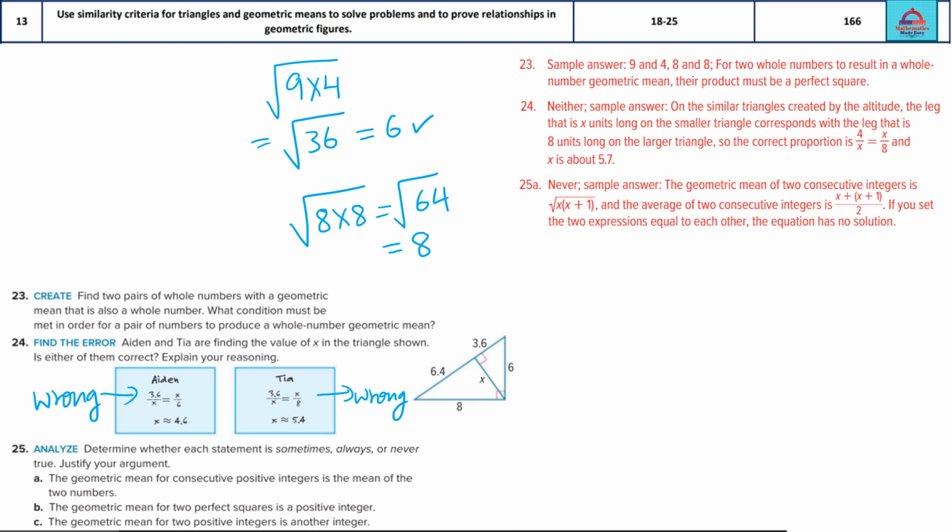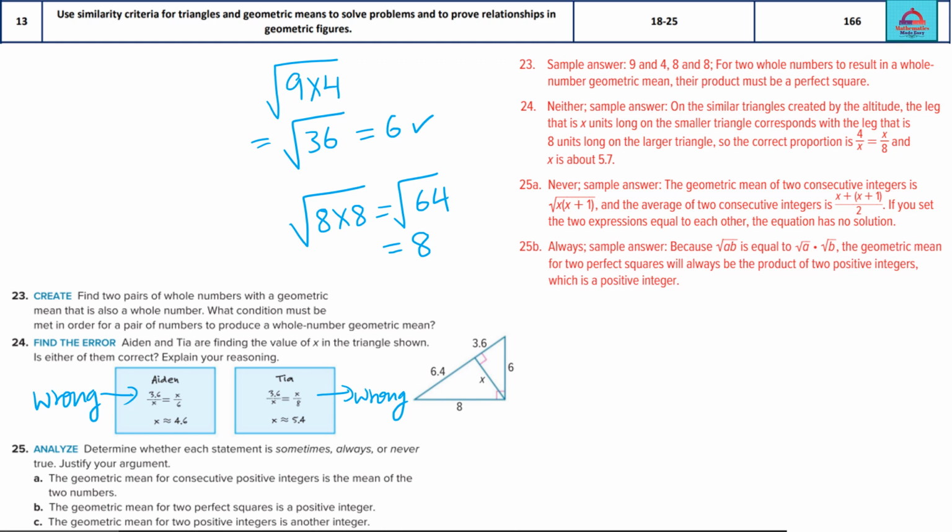So first of all, the A part, the geometric mean for consecutive positive integers is the mean of the two numbers. That means it is saying that geometric mean and arithmetic mean are always equal. This is not at all true. It is going to be different unless and until the two numbers are the same. So this is never true.